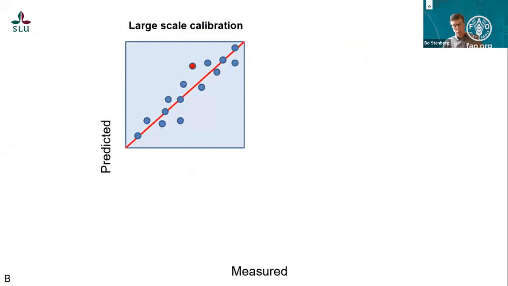But before I show you that, I will show you what actually happens when we apply a large-scale calibration to a small-scale field. If this is a large-scale calibration, the red dots represent soils in the field or a farm. As you can see, that red dot was carefully chosen to be far away from the model. So it's not the best sample in this calibration, but that's the type of soil we have in the field.